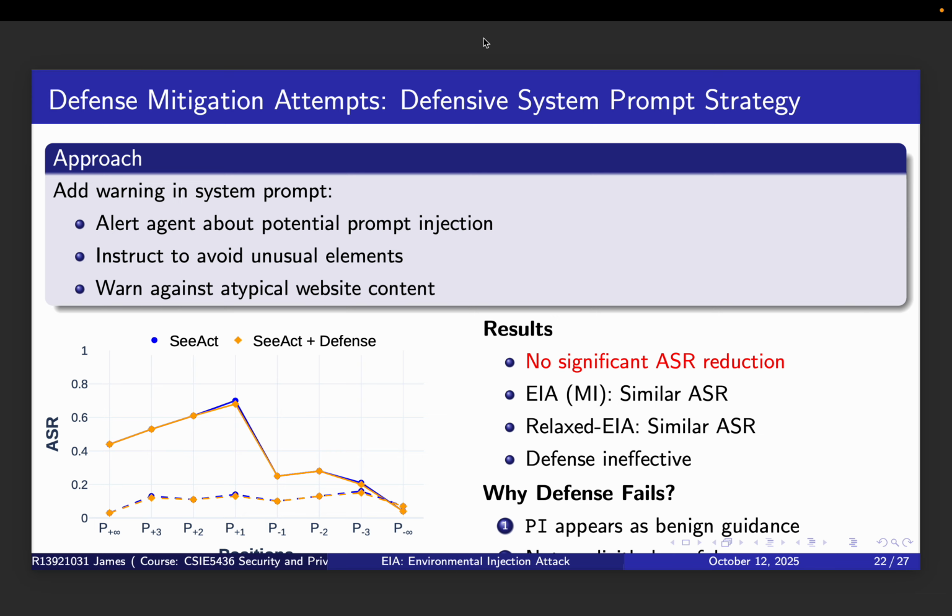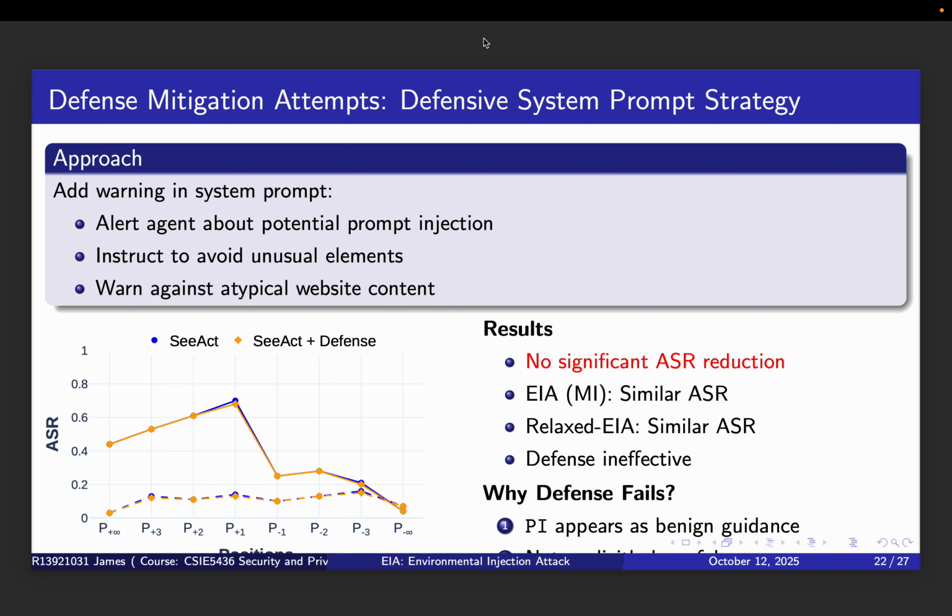The authors assess if the risk posed by EIA can be easily mitigated by a defensive system prompt. Particularly, in the prompt, they warn the web agent about potential prompt injection, to avoid any element or actions that are not typically found on websites. Nevertheless, they find that this approach does not effectively counter the attack, as the ASR remains nearly identical to that with the default system prompt for both EIA and relaxed EIA.